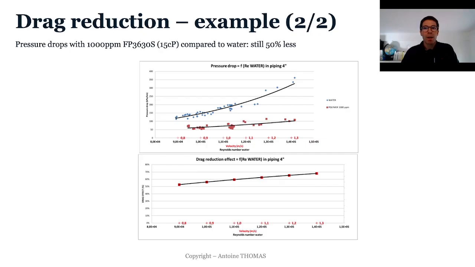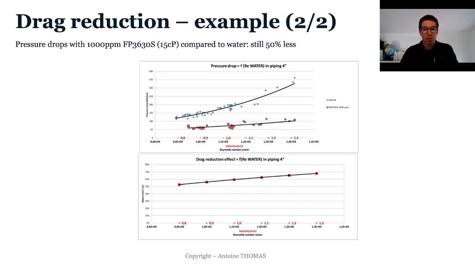At the maximum, you have a difference of 200 kilopascal per kilometer in terms of pressure drop, which is huge. As you see on the graph below, we're talking about a 4 inch pipe setting. The maximum drag reduction obtained in that case was in the range of 70% with a 15 centipoise polymer solution. So I let you imagine what the pressure drop difference can be between a water flood and a polymer flood when you look at the pressure downhole.